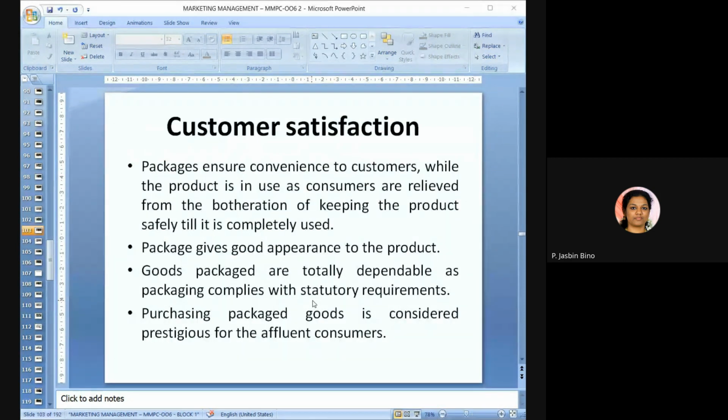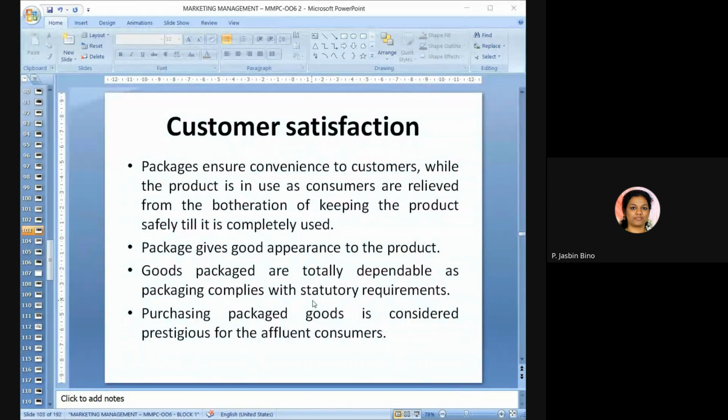Second one is customer satisfaction. Normally packaging is very convenient for the customer, and it gives a good appearance also. Good packaging is normally dependent on packaging complying with statutory requirements. Purchasing packaged goods is considered normally prestigious for most of the consumers too.